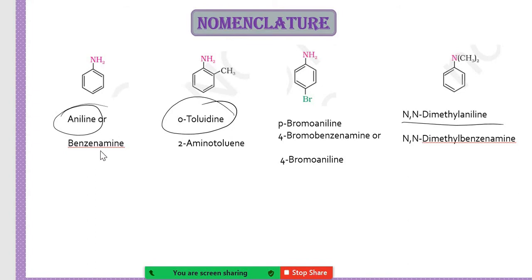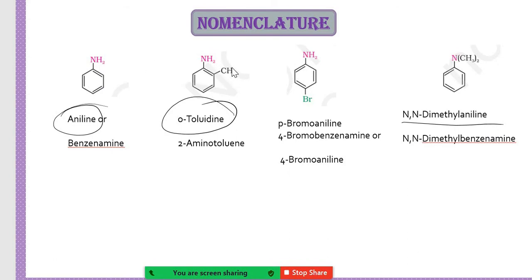There are a few names that you have to remember, especially aniline. Aniline, the IUPAC name is benzenamine, but we use aniline a lot. So benzene with NH2 is aniline. The way we remember toluene as benzene with CH3, phenol as benzene with OH, anisole as benzene with OCH3, in the same way, aniline is benzene with NH2.